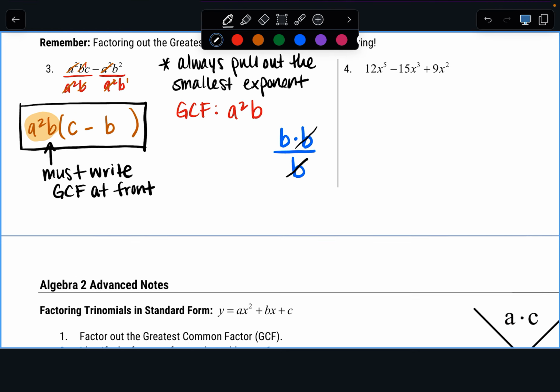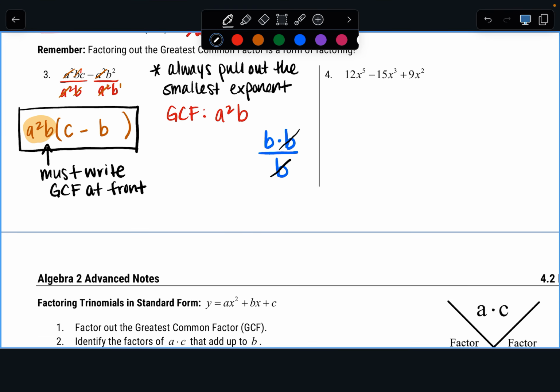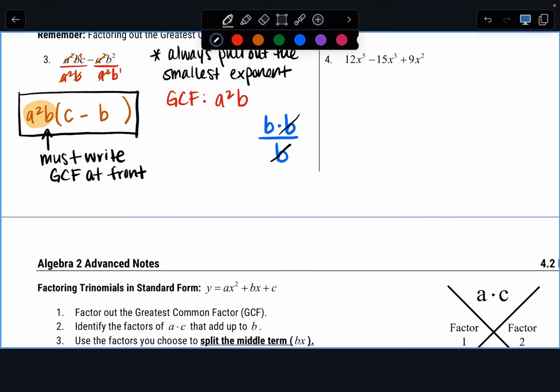Okay, let's jump to number 4. So we've gone full into detail for number 3. Number 4, we're going to take a little bit quicker. What do 12, 15, and 9 all have in common? 3. So I'm going to pull out a 3. If I look at the x's, you always want to take the smallest exponent. The smallest exponent is 2. So that means my GCF is 3x squared.